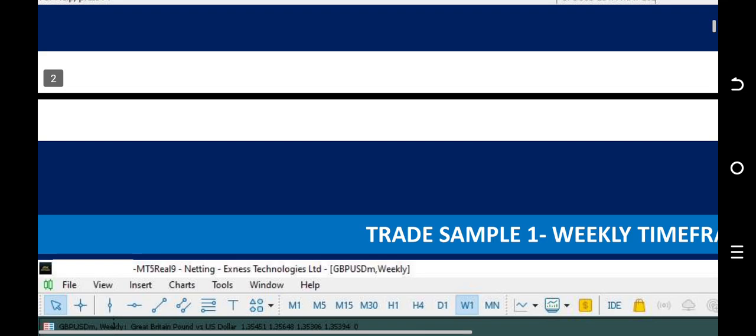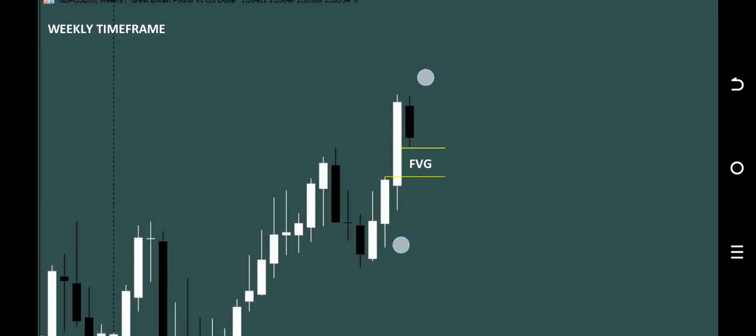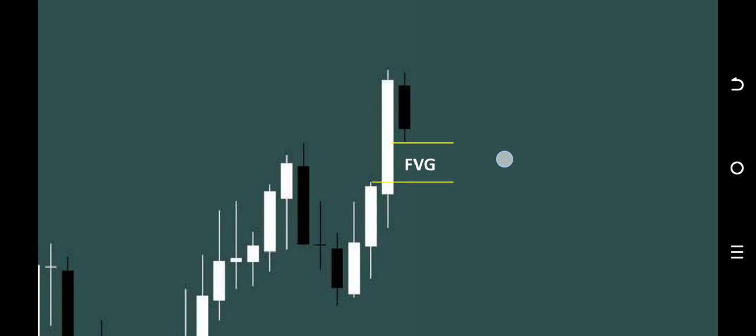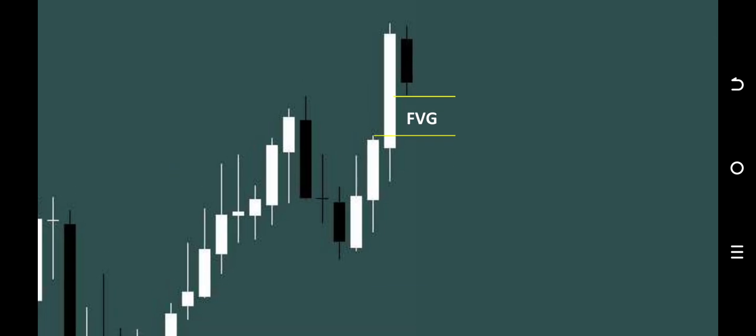Now let us map out our fair value gap. Look at it, this is a fair value gap on this weekly time frame. And this two candle rejection trading system, you can use it to swing trade. If you're a swing trader, you can use it to swing trade, because this is weekly.